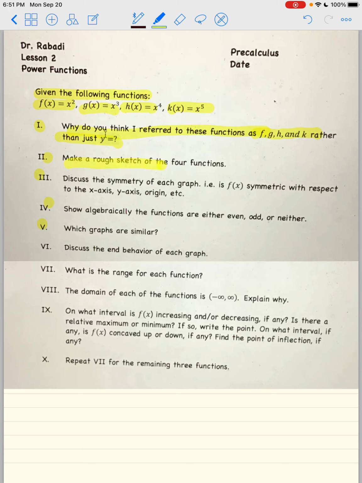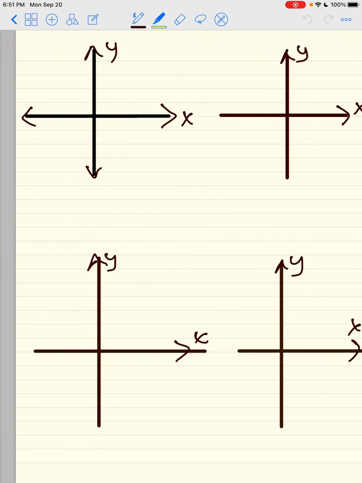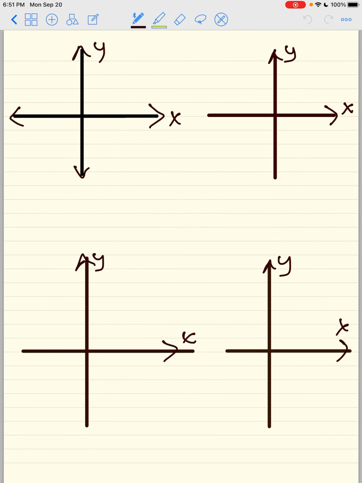I wrote, make a rough sketch of the 4 functions. So here, I'm going to start with f of x, and I'll even put y equals x squared. Well, I mentioned this many times. Anytime you want a rough sketch, just pick some numbers. We should know that x squared is a parabola.